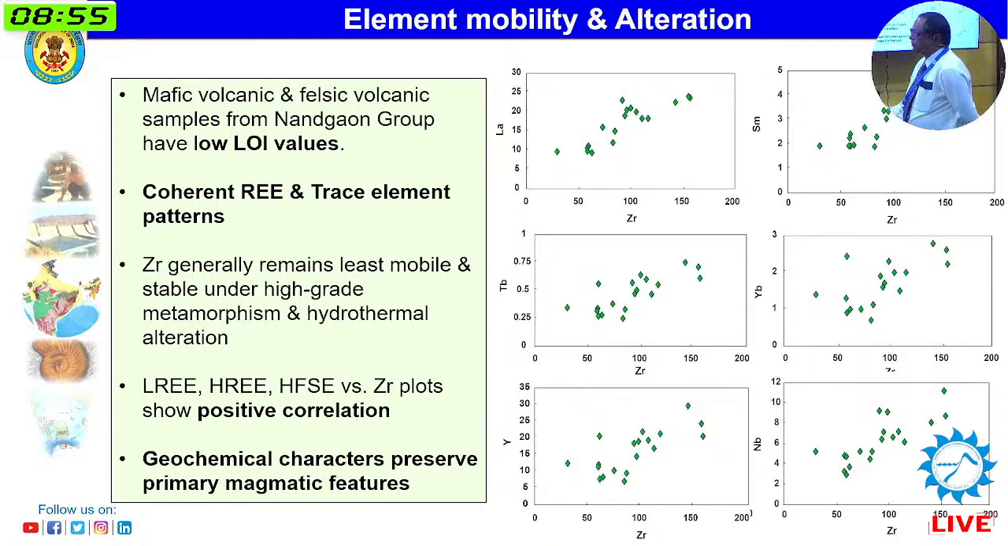Now, just before telling about the petrogenesis and source characteristics, as a usual standard we test whether alteration or elemental mobility is there or not. We can see here they have low LOI content, and coherent REE as well as trace element patterns. Zircon generally maintains a trend with the LREE, HREE as well as other trace elements. So we presume that these geochemical characters preserve the primary magmatic features.